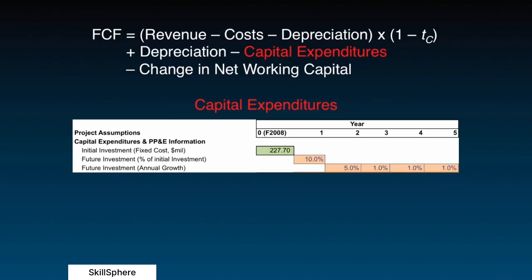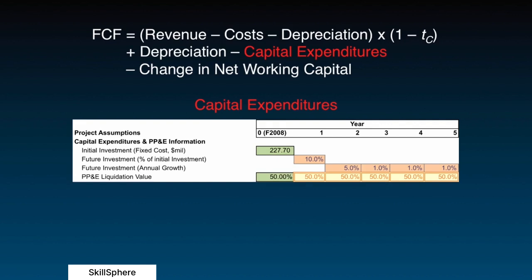Then I'm going to have an additional $25 million every year thereafter to deal with versioning and improvements. Now let's turn to our investment needs. I'm going to assume an upfront investment of $227.7 million to build a plant, get any necessary equipment for production. My first year investment is going to be 10% of that initial investment. And then subsequent years are going to be annual growth of 5%, and then 1, 1, and 1. Okay? And you'll see how this rolls out in the next lecture when we actually forecast those free cash flows. But these are just the assumptions. We're laying the groundwork here.